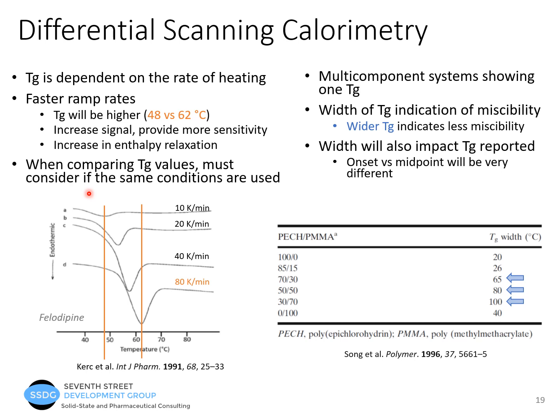For multi-component systems showing one TG, the width of the glass transition can also give you information about miscibility. So a wider glass transition indicates less miscibility, but the width will also impact the TG reported. Some people report onset, some people report midpoint. And if you have a glass transition which is very wide, your onset and your midpoint can be very, very different. So understand the impact of the width of your glass transition and make sure you always delineate if you're talking about the onset or the midpoint measurement when you're reporting it.